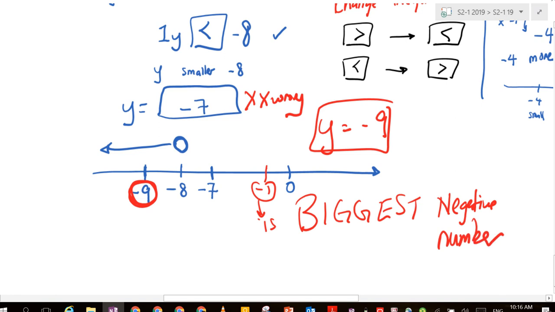If -1 is the biggest negative number, is -2 big or small? Smaller. -3, smaller. -4, smaller. -8, smaller. -9, even smaller. That's why if I say y is smaller than -8, I must choose numbers that are smaller than -8. 9 itself sounds big, but negative actually is small. Clear now? Okay.